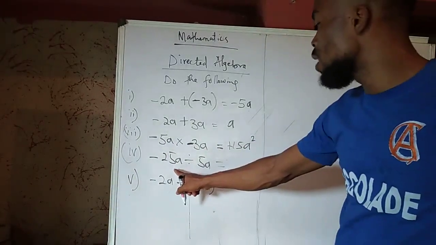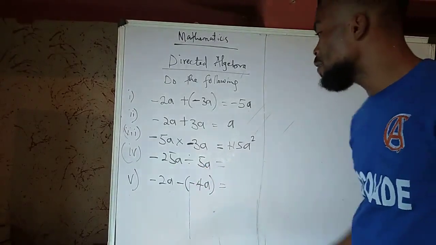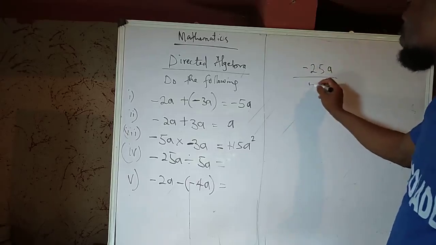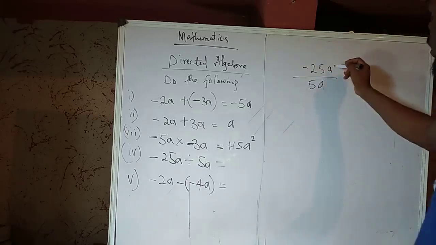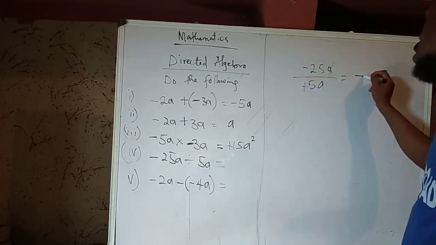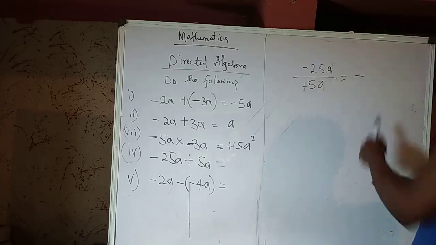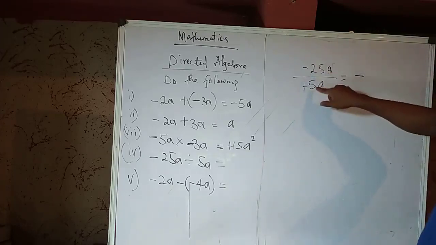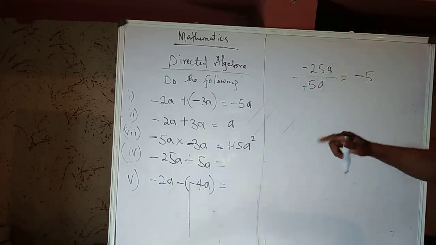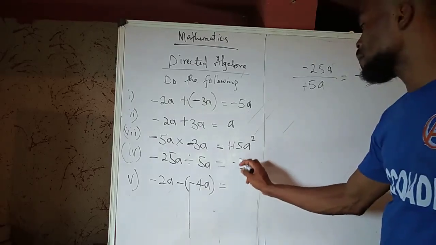Alright, the same thing goes here. We are dividing minus 25a divided by 5a. Look at it. Minus 25a divided by 5a. Minus divided by, this is positive, so this will be all negative, because minus divided by plus is negative, right? 25 divided by 5 is simply 5. A divided by a is 1, so there's nothing else to do. The answer here is minus 5.